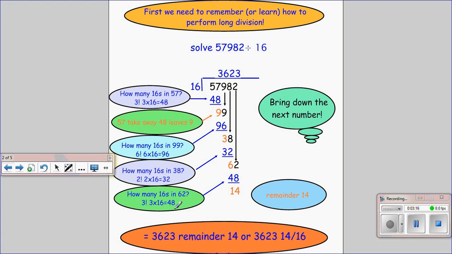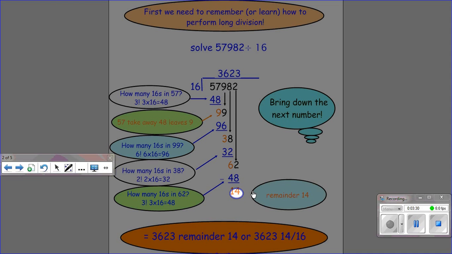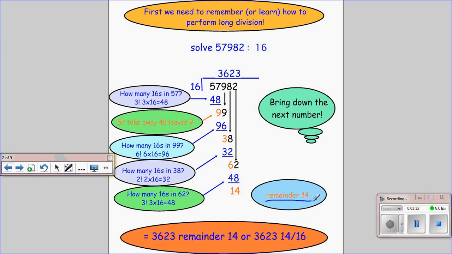And so 3 times 16 is 48. Write that here. And then we take 62, take away 48, leaves us 14. And as that's smaller now than 16, we can't carry on. So we have this remainder 14. So we can write that the answer to our sum is 3,623, remainder 14, or as this 14 still has to be divided by 16, another way of writing division is with a fraction. We can write 3,623 and 14 16ths. That could obviously be cancelled down.